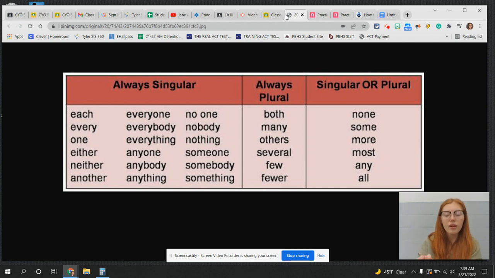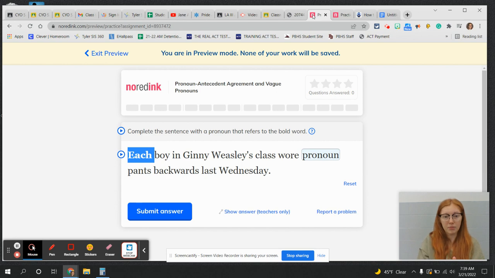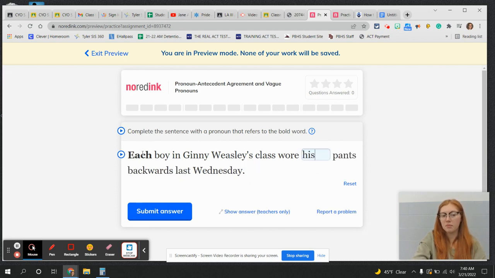Now, when you have something like each, looking at this example sentence here, each boy in Ginny Weasley's class wore, and a lot of times we'll default and say there. Well, they aren't all wearing one pair of pants. So each boy wore his pants backwards last Wednesday. But if the pronoun is singular, your pronoun will also have to be singular.